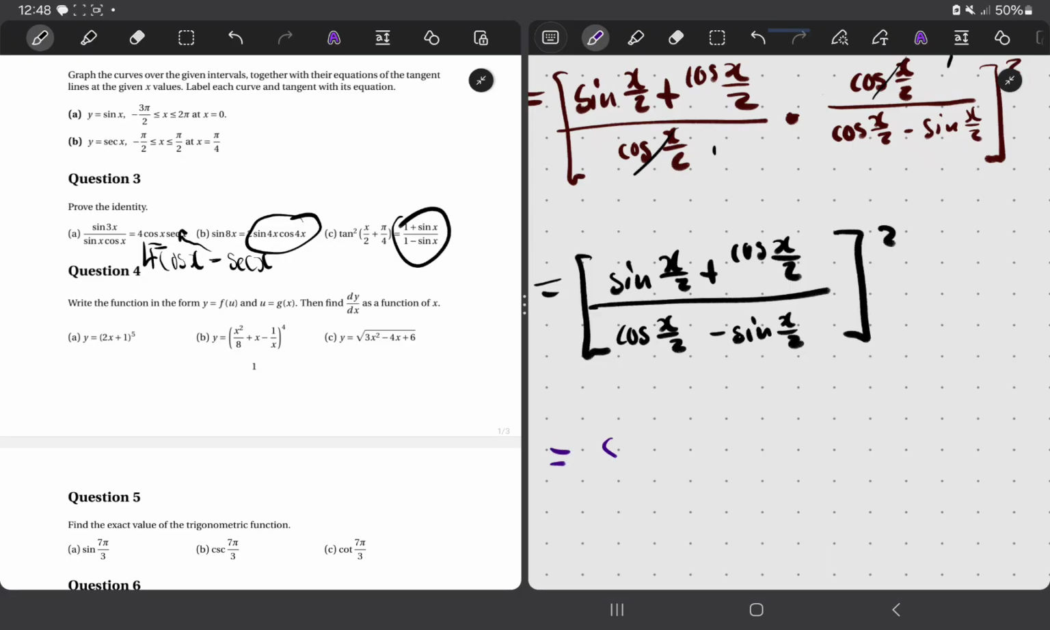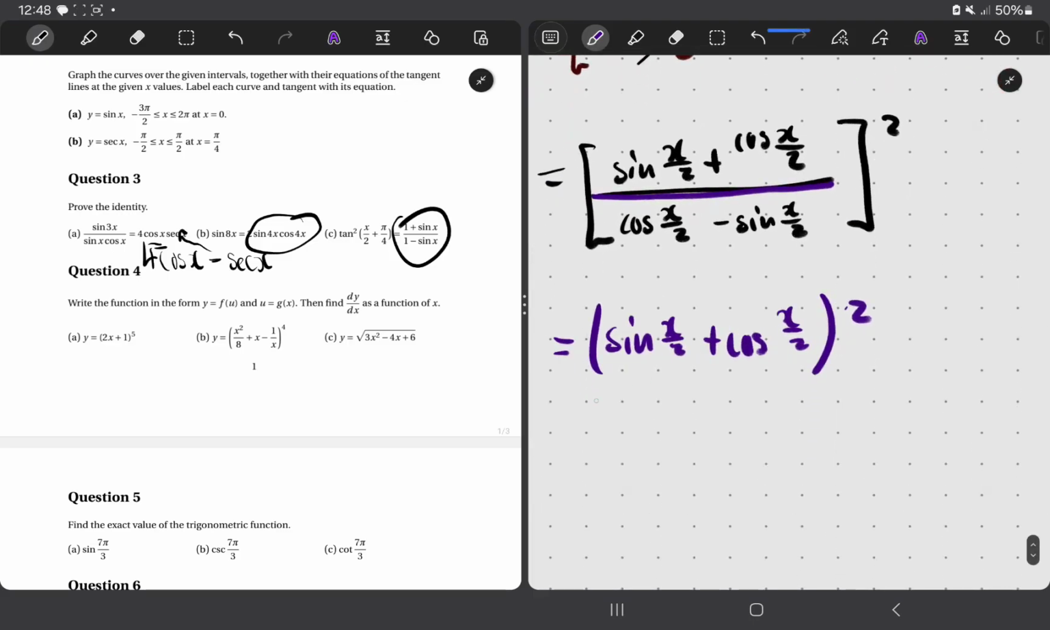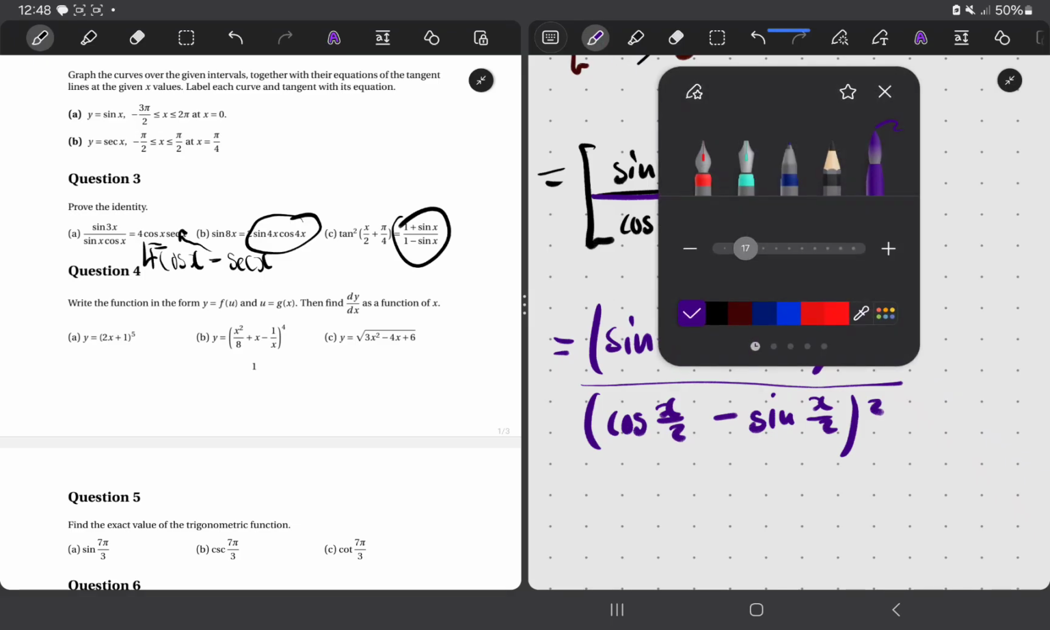So now I'm going to put the square at the top. It becomes now sine x over 2 plus cos x over 2 all squared, okay? You're allowed to distribute a power when things are dividing or multiplying. So this division sign will distribute. We'll put squared at the top and squared at the bottom. You are allowed. So because they are dividing, cos x over 2 minus sine x over 2, this is all squared again.